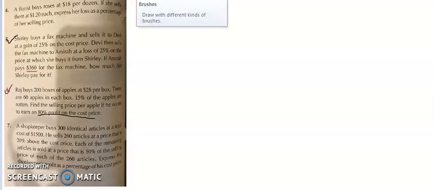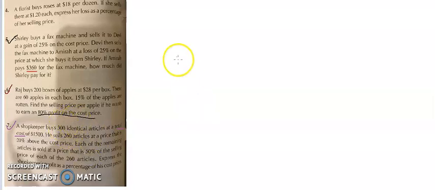Starting off with question number 7. Here we have 300 identical articles at a total cost of $1,500. Now, if the total cost is $1,500 and he's buying 300 articles, then we can easily say that if $1,500 can buy 300 articles, then one article can be bought at X dollars. Easy. When you cross multiply, you get $5 for every article.